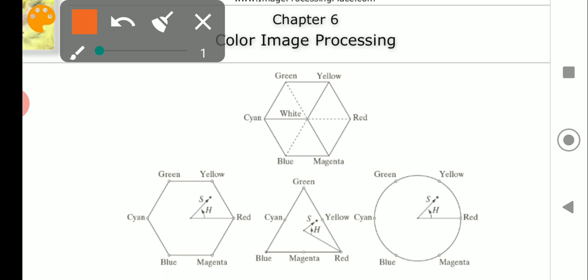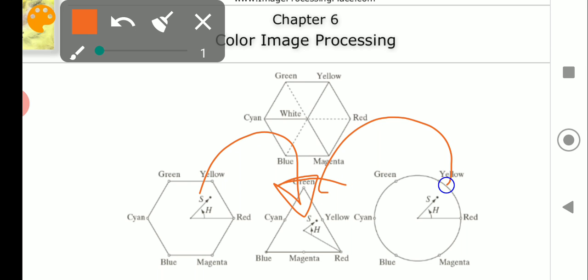So we can say that the HSI plane can be described as a hexagon, or in the form of a triangle, or even in the form of a circle. Whatever we have done in the form of the hexagon in the first figure could be done in the form of a triangle or a circle. You can observe here, the same thing has been drawn in the form of a triangle, and the same thing has been drawn in the form of a circle.